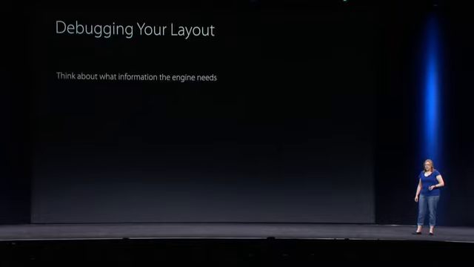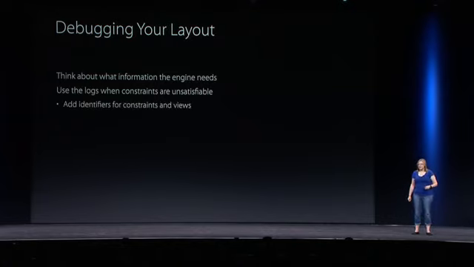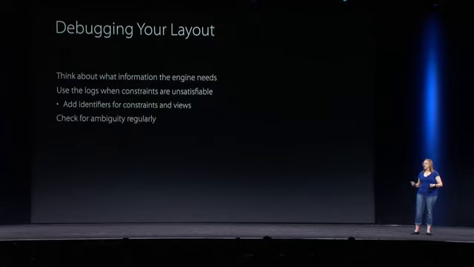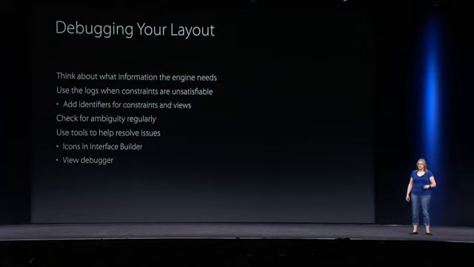But if you do run into problems, use the logs if constraints are unsatisfiable. It gives you a lot of really good information. And in order to make good use of those logs, add identifiers for all those constraints and views. You also want to regularly check for ambiguity. You won't necessarily see it on the first run. This is a good thing to put in something like a unit test and just run it on all your views regularly. So if you run into ambiguous layout, you can diagnose it before you see it. And then we have several tools to help you resolve these issues. Interface Builder is helpful as always, the View Debugger, and our various methods in LLDB.